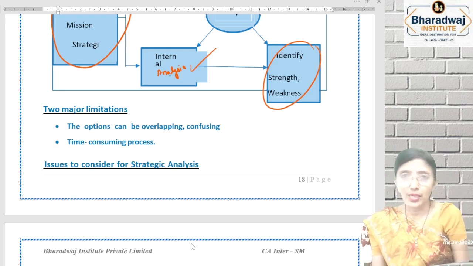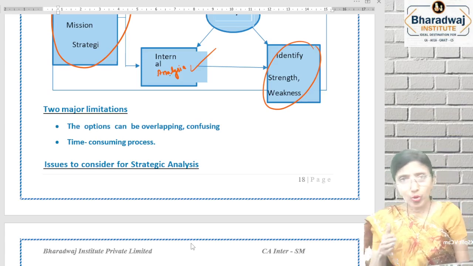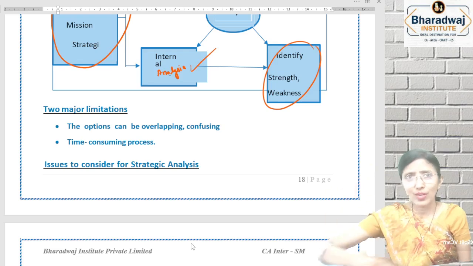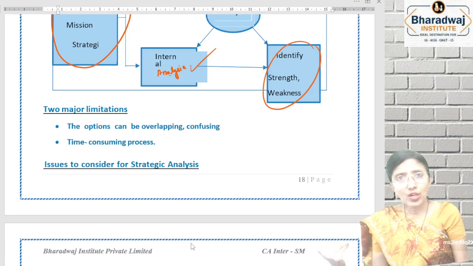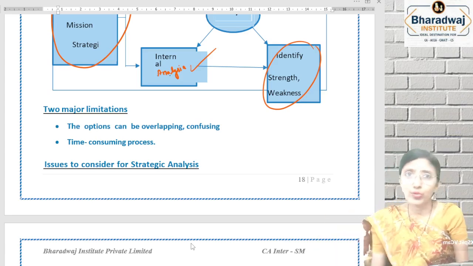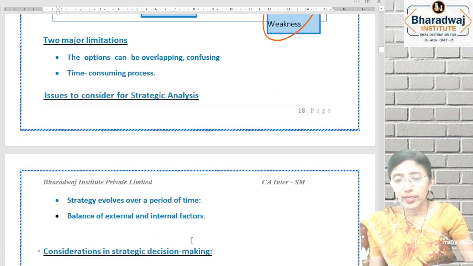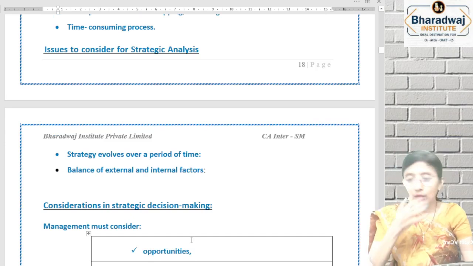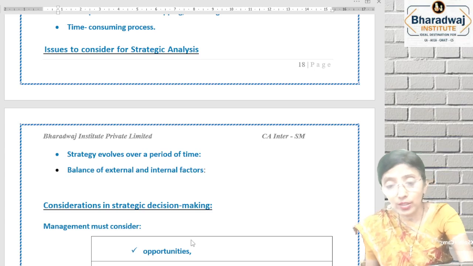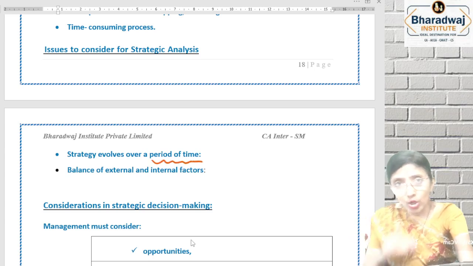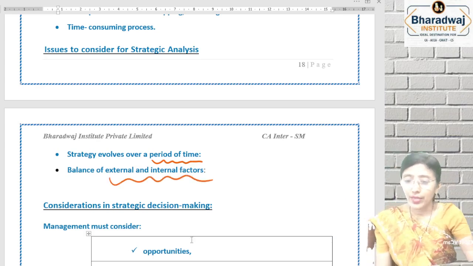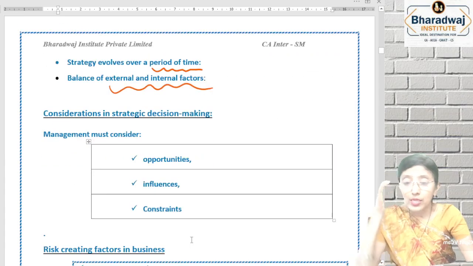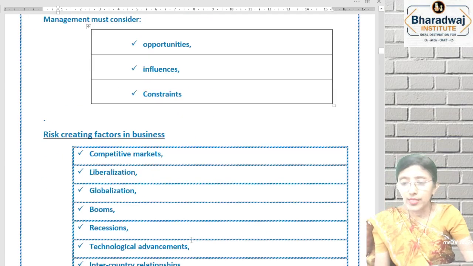It will be confusing and overlapping. See, I'm going in a particular path. I do an evaluation. New changes every day, day-to-day changes are there. So should I stick on to my path, or I have invested in the business, what would I do? It's a confusing process. The other one is time consuming. So that is also there. So therefore, we have to consider all these factors, and we have to ensure that a strategy is evolved over a period of time, and there is a balance of external and internal factors. Okay, are you clear, my dear students? So you consider the opportunities, influence and constraints.